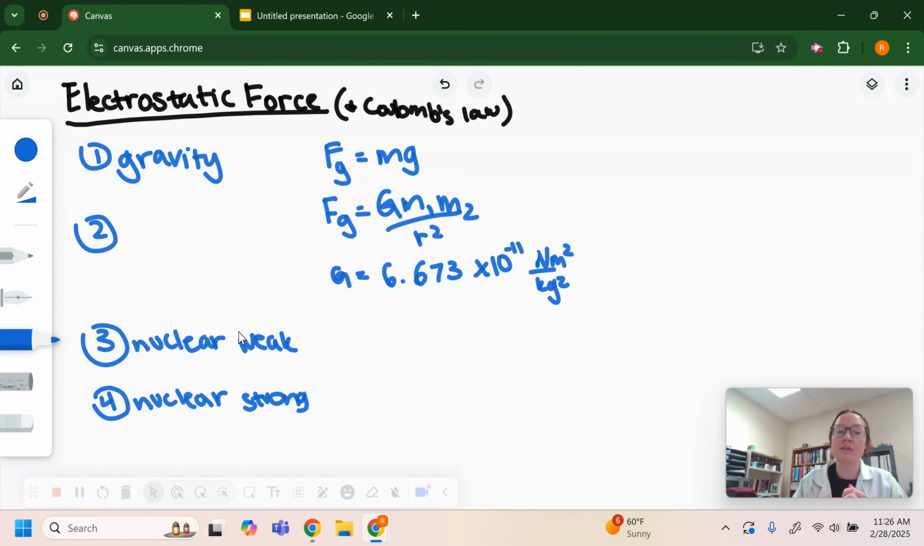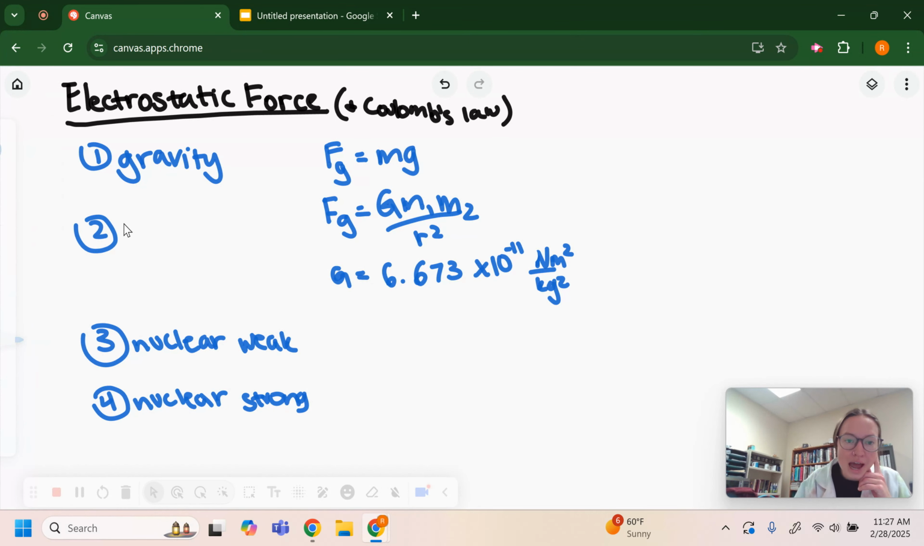What you need to know about the nuclear strong force is that it is responsible for holding protons and neutrons together in the nucleus of an atom. It kind of acts like a glue that keeps those protons and those neutrons stuck together so that the nucleus of the atom doesn't go flying apart. And finally, the last fundamental force, the last of the 4, is the one we're talking about today. It's the topic of the day.